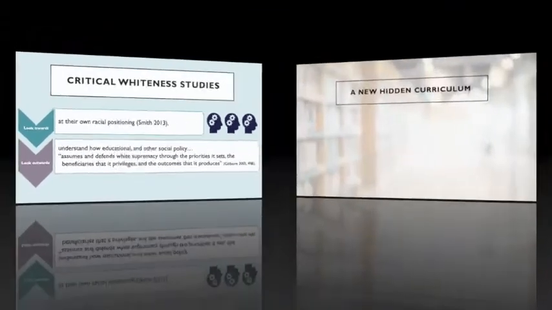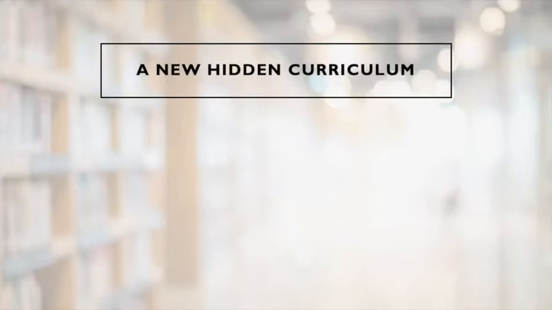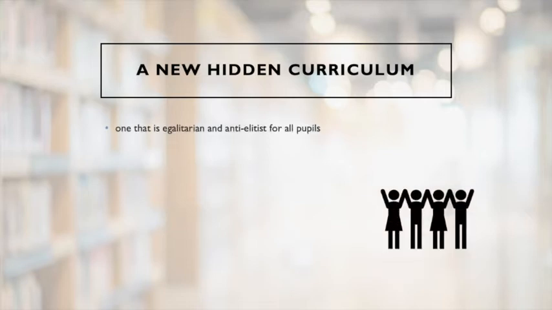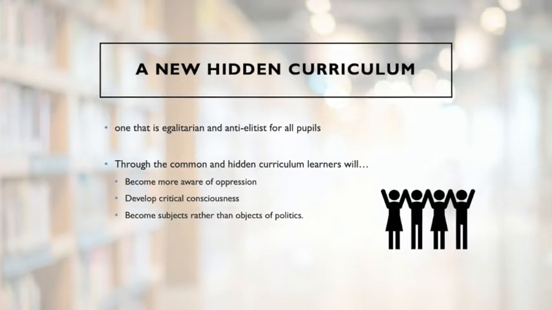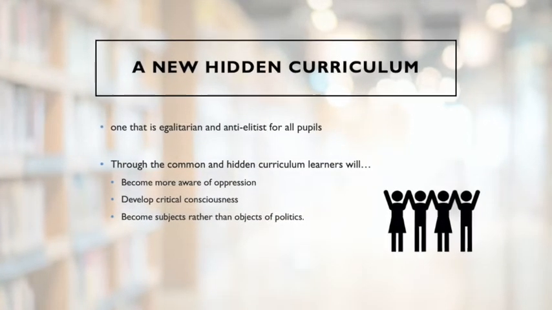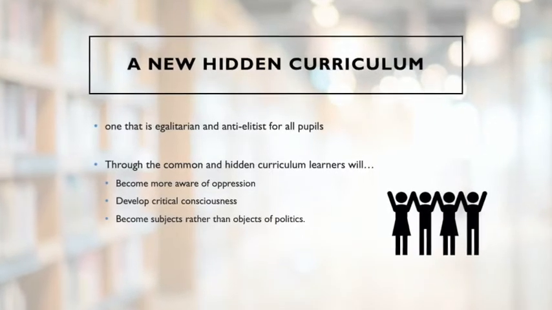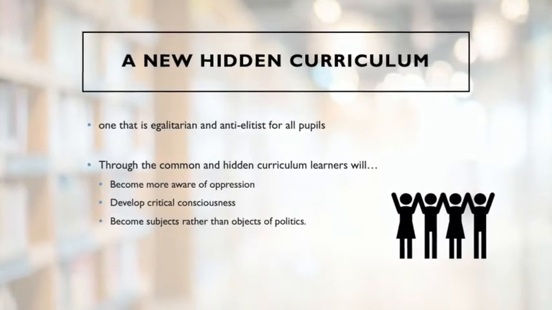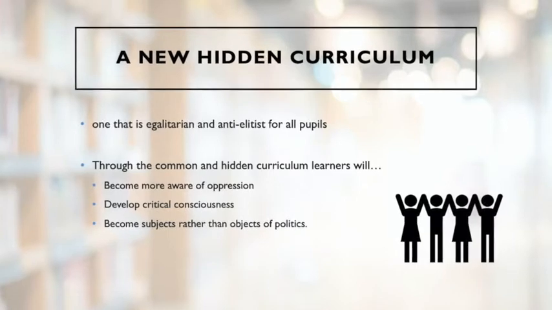In addition to this common curriculum, there will be a new hidden curriculum, not one that preserves whiteness as an unquestioned norm, but one that is egalitarian and anti-elitist for all pupils. Through the common and hidden curriculum, learners will become more aware of oppression, develop critical consciousness, and become subjects rather than objects of politics.